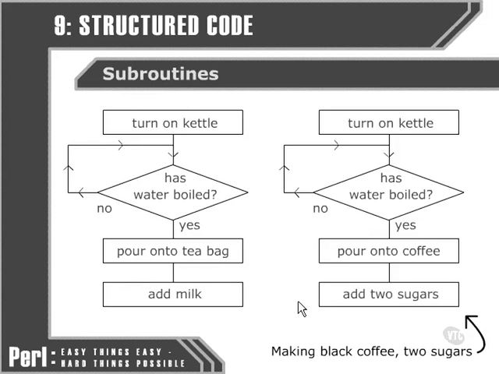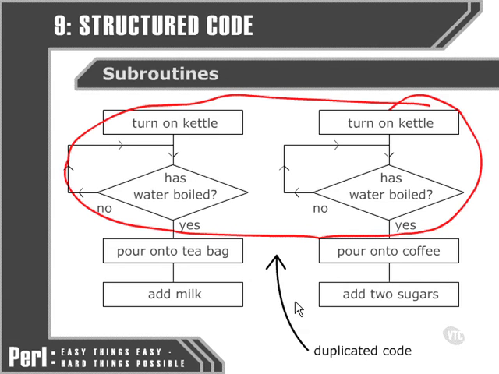Here's a very similar routine. We're putting on the kettle, we're still in the loop waiting for the water to boil. Once it has boiled, we're using coffee instead of tea, and we're using 2 sugars. So there are similarities between these routines. There's a lot of common stuff between them.